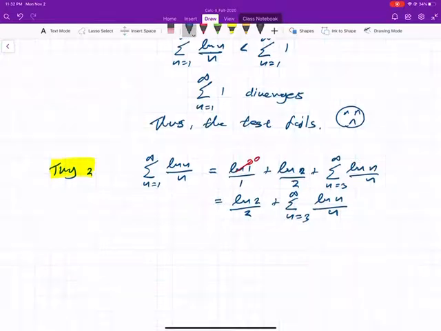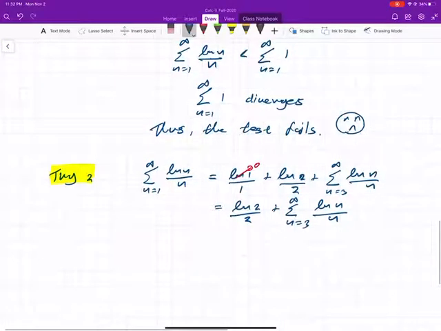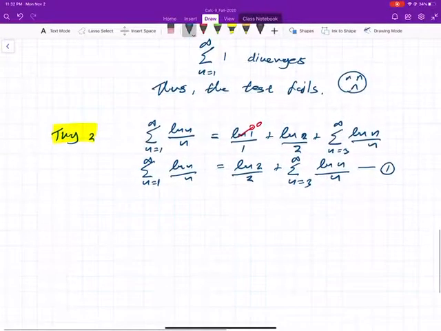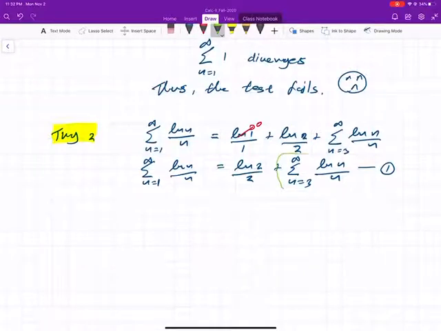Now let me analyze this series. First of all, let me number this as equation number 1, and then I'm going to analyze this series. All right, so go forward.